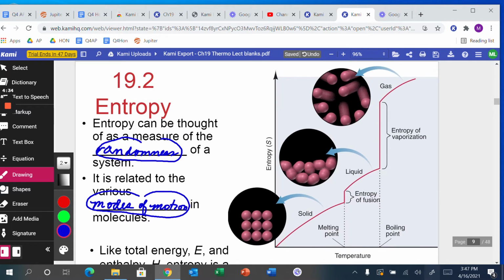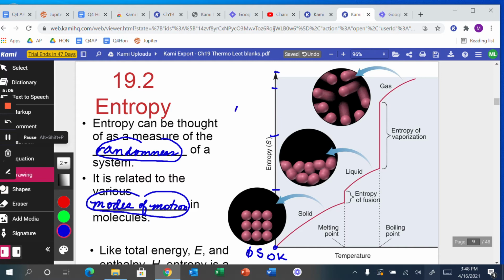So here at 0 Kelvin, the molecules, or the atoms, are not moving at all. That's 0 entropy. S is the symbol for entropy. As you melt it, the entropy goes up. As you increase the temperature, it turns into a liquid and then a gas, so the entropy just goes higher and higher. Remember, it goes from 0 to a higher number. So there's no such thing as negative S.